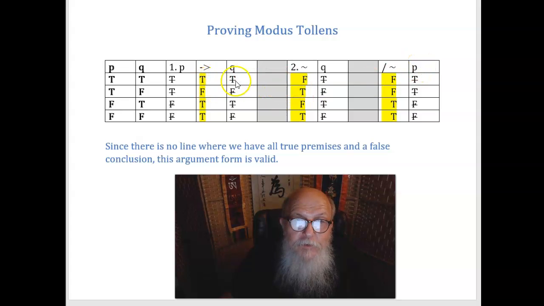And if we work through doing all of those, true becomes false, false becomes true, true becomes false, false becomes true. True then true is true, true then false is false, false then true is true, and false then false is true. Let's go looking. Wherever we have a false conclusion, can we have true premises? Not there and not there. Since there's no line where we have all true premises and a false conclusion, this argument form is valid, and so is any instance of this argument form.